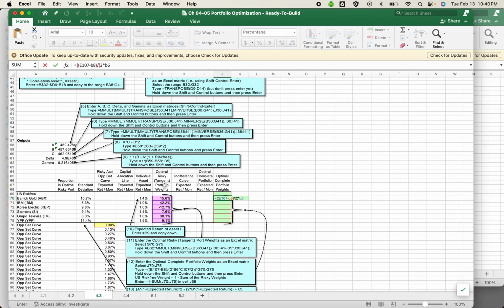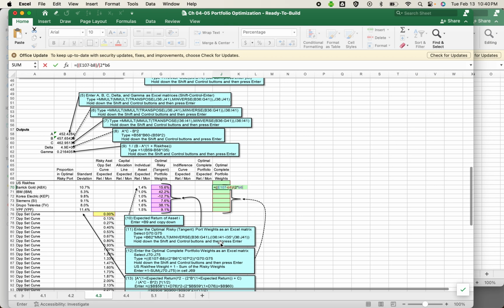So I have my risky portfolio. I have calculated these optimal weights. Those optimal weights are calculated by maximizing the Sharpe ratio, or taking the first derivative of the Sharpe ratio. Now the optimal complete portfolio, the weight of the risky asset is calculated by maximizing the utility function. All right, so let's finish this up.